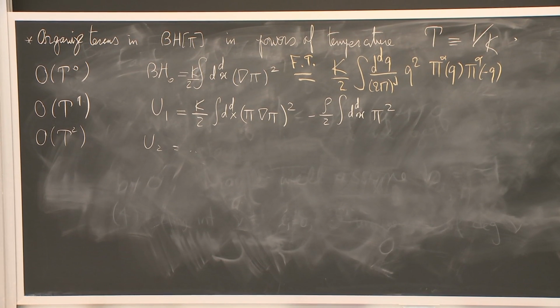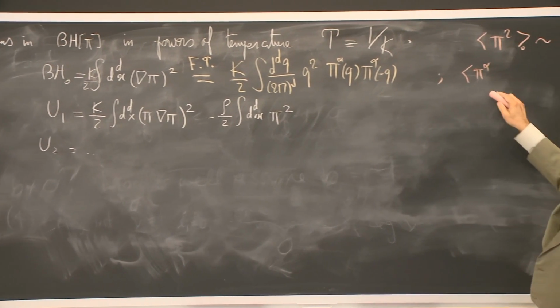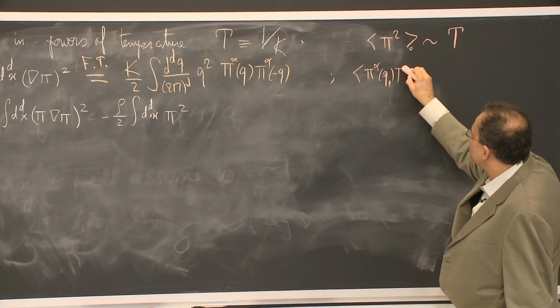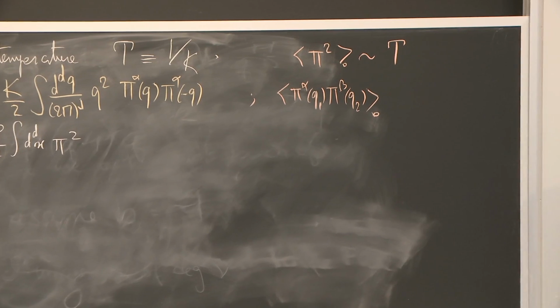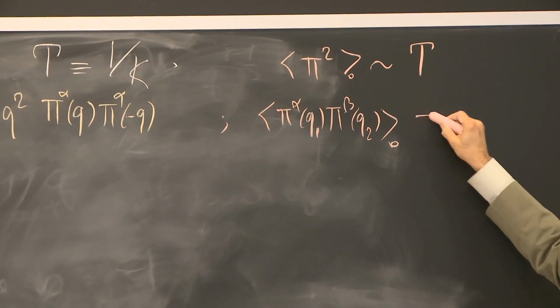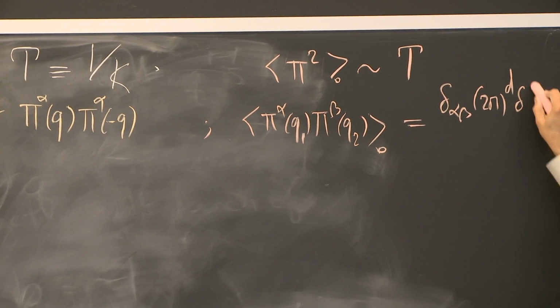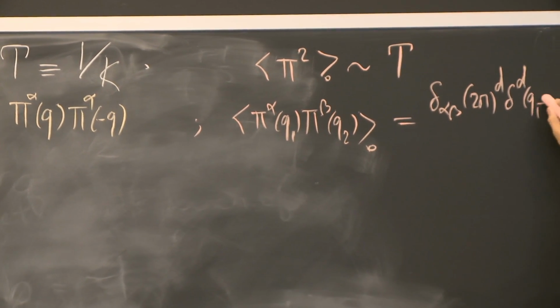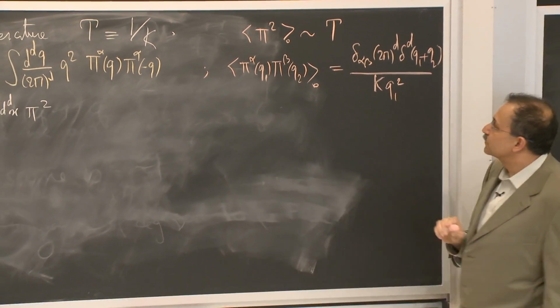And again, as usual, we will end up needing to calculate averages with this Gaussian rate. And what we have here is P alpha of Q1, P beta of Q2 with this zeroth order weight. The components have to be the same. The sum of the two momenta has to be 0. And if so, I just get K Q squared.